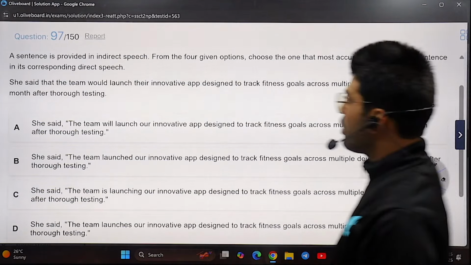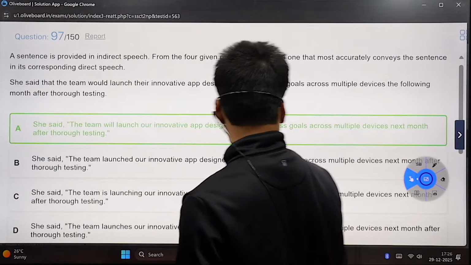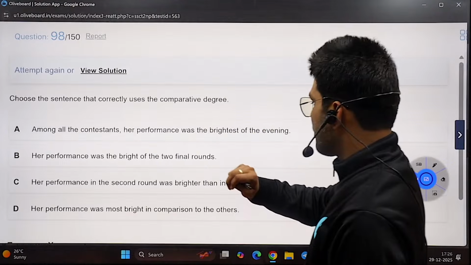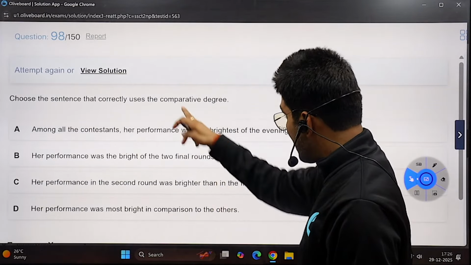Obviously, just one option. Thank you. Would means will here. No, no, no. Done. Comparative degree. Brightest is superlative. Bright is positive. Most bright doesn't exist. Brighter than is comparative.